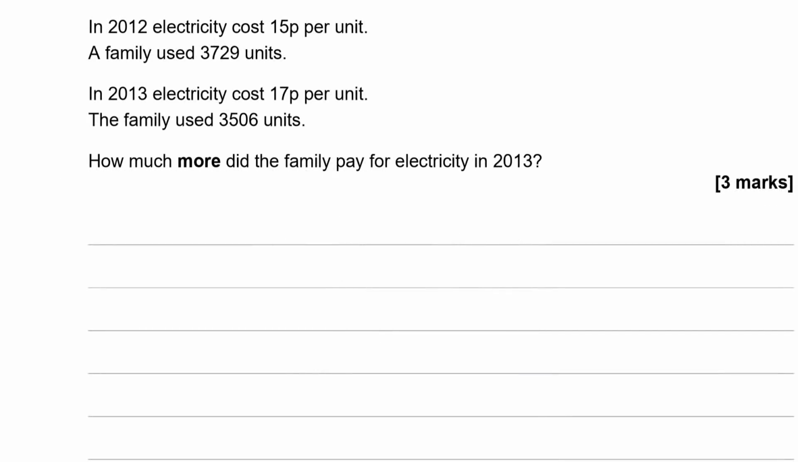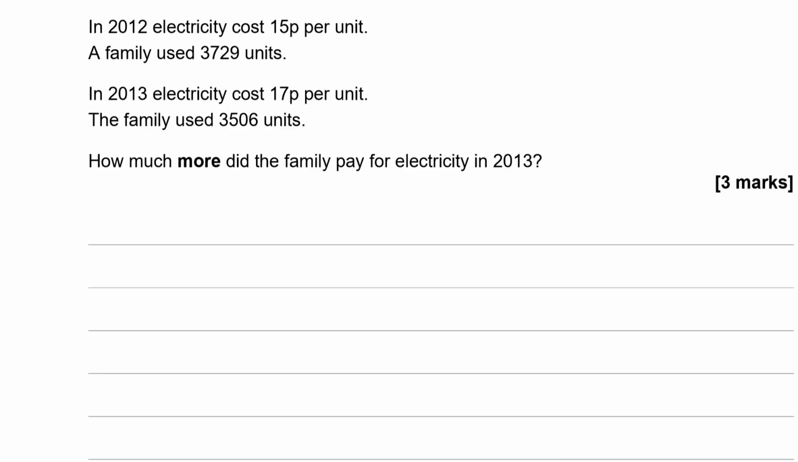Question 12. In 2012, electricity costs 15 pence per unit. A family used 3,729 units. In 2013, electricity cost 17 pence per unit, and the family used 3,506 units. How much more did the family pay for electricity in 2013?